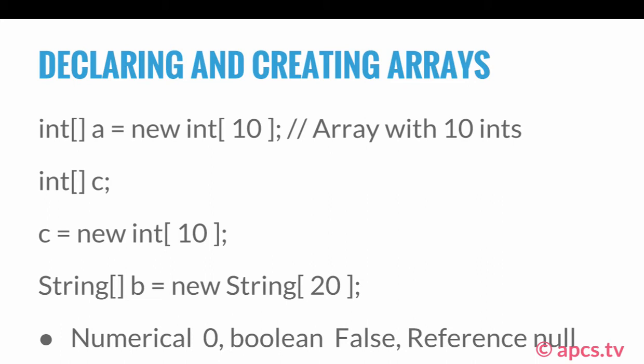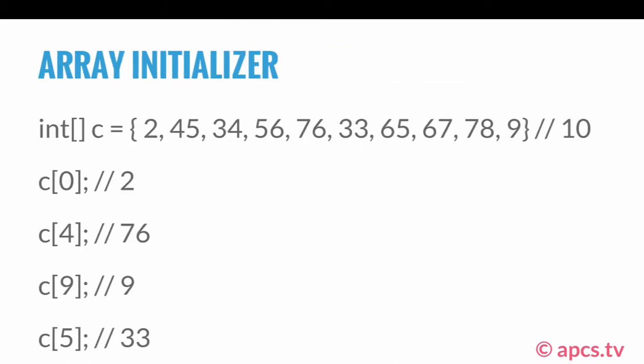Similarly, if we were to create a Boolean array and we have multiple Boolean values, all of them would by default have a value of false. And similarly, if we use reference types like objects, then it would be null. So since string is an object, all of the strings within string array B would have a value of null.